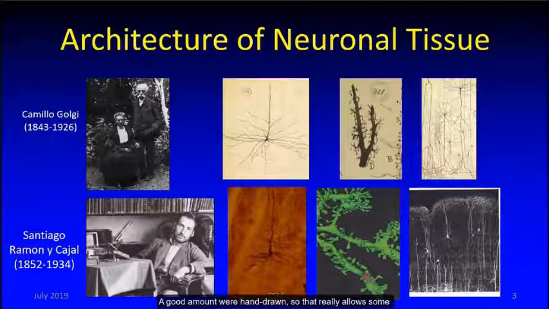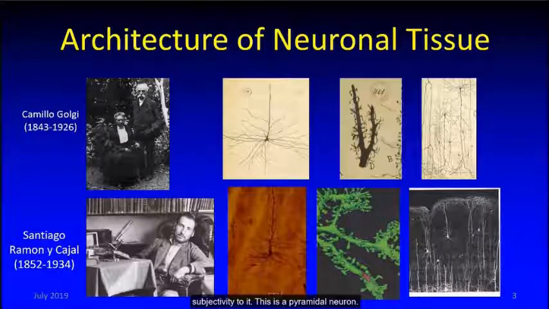However, they are now not hand-drawn, so there's a little bit less subjectivity to it. But this is a pyramidal neuron, a 3D reconstruction of a dendritic branch with all the spines, and here is a cut section of the cortex. So the nervous tissue of vertebrates is characterized by an immense amount of complexity on a morphological level.